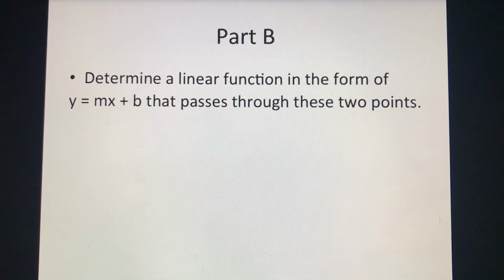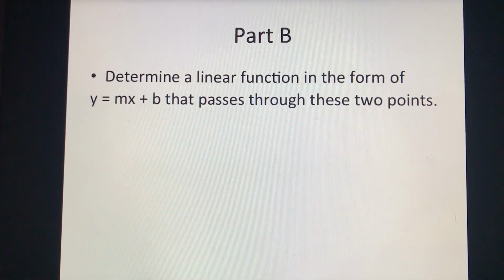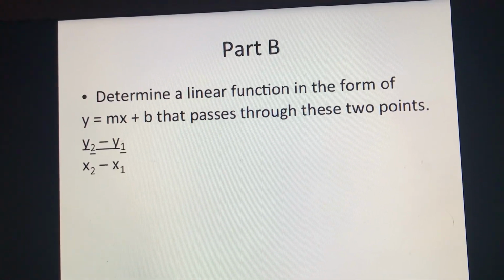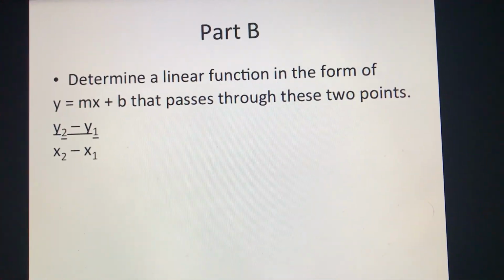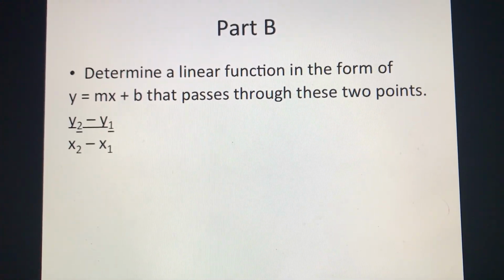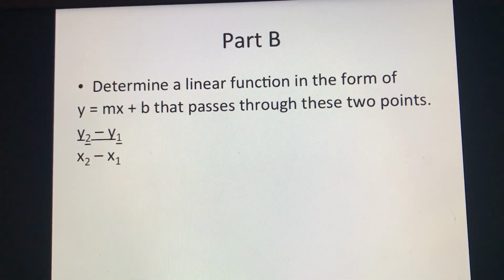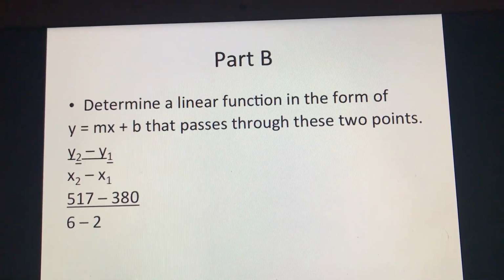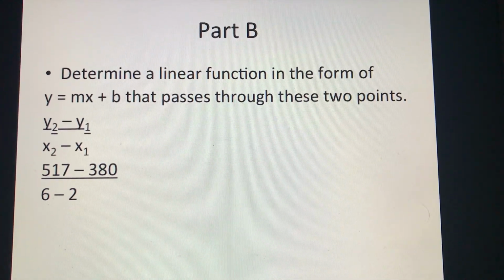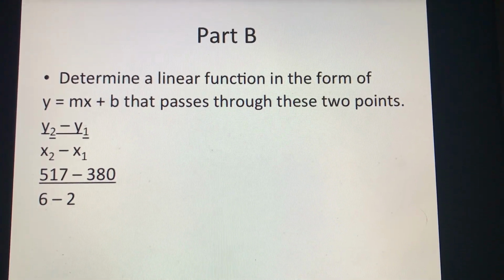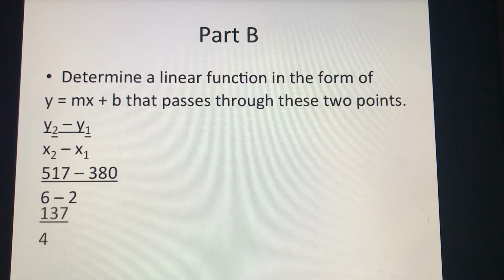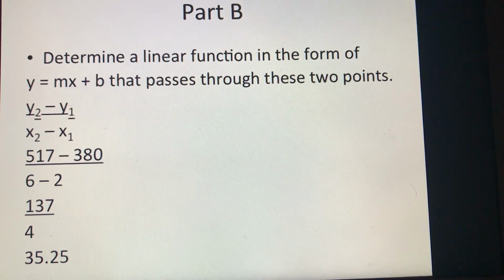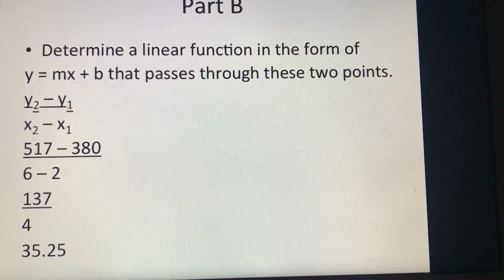So, how you get m for the equation y equals mx plus b, you are going to do y2 minus y1 over x2 minus x1. In this case, your y2 value is the 517, and your y1 value is the 380. Your x2 value is the 6, and your x1 value is the 2. 517 minus 380 is 137, divided by 6 minus 2, which is 4, will get you 34.25. We now know that m equals 34.25.